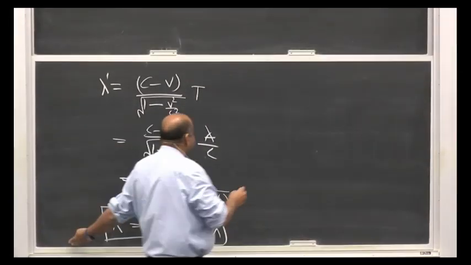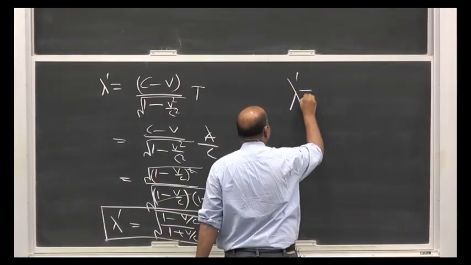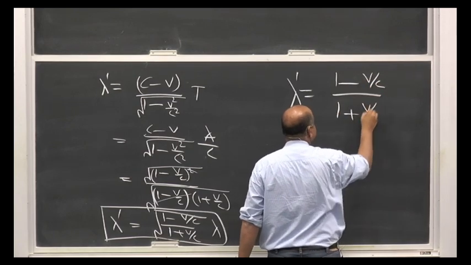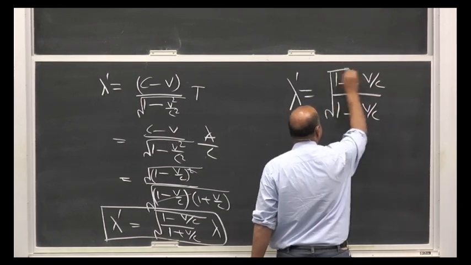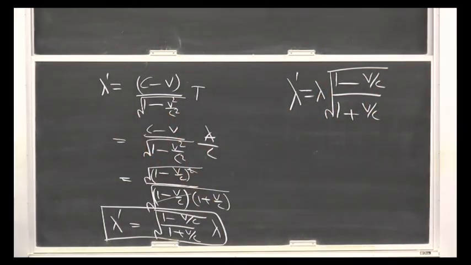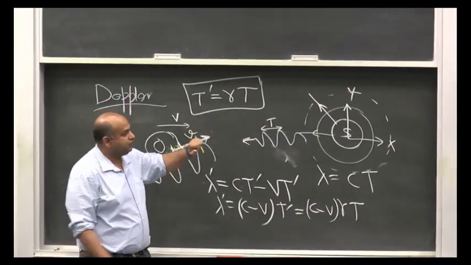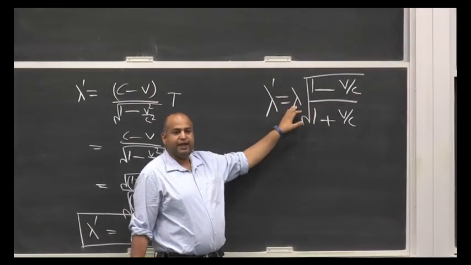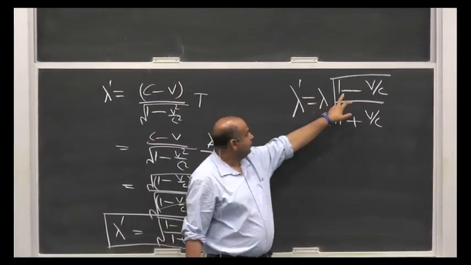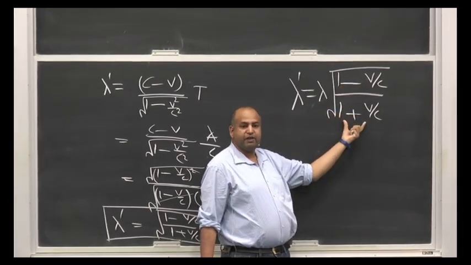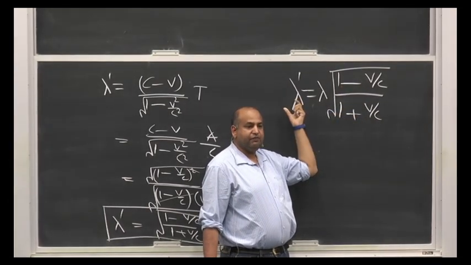So let me write it in bigger font here. Lambda prime by lambda is equal to the square root of (1 minus v over c) over (1 plus v over c). So it means when you are moving towards the source, there is a relative velocity. The wavelength that you will measure would be smaller than the wavelength that is emitted. Because ये 1 minus जो है, this number would be smaller than 1. This number would be greater than 1, so you will get a wavelength which is smaller than this wavelength.